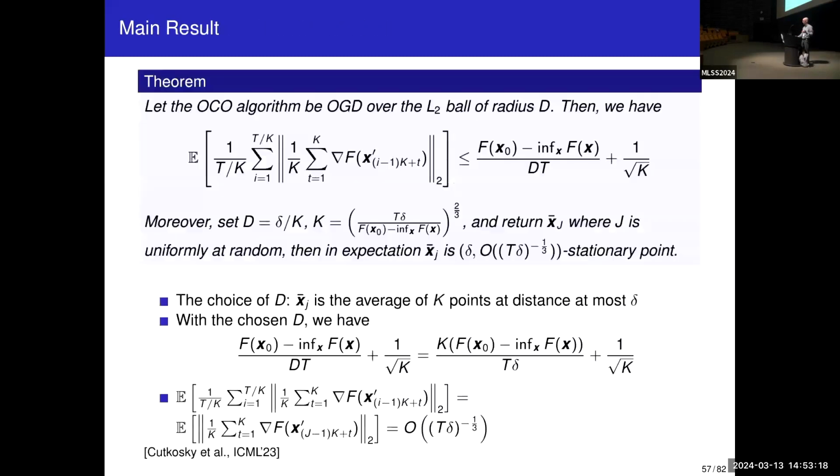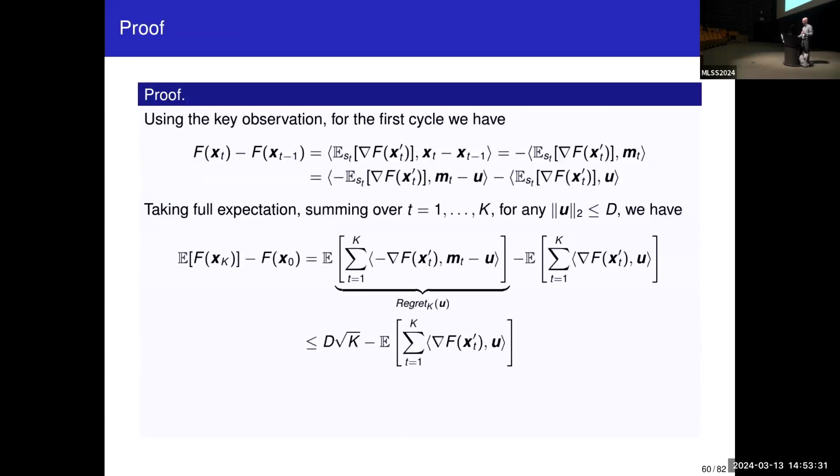Let's look at the theorem again. This was the sum of the gradients. This is the sum over the cycles. And this is the telescopic sum. And this is my regret term. That's it. So I know that it's a lot to take, but it's still one slide.